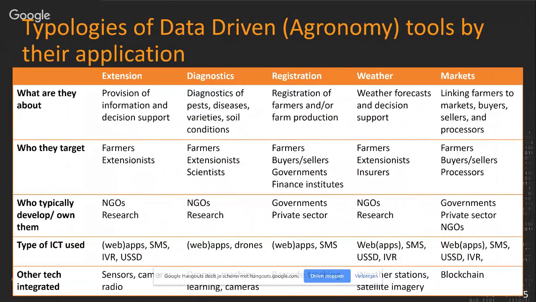So yeah, back to that. Basically five different categories. The extension category, which is largely about providing people with information, decision support, and diagnostics, all the different technologies out there for diagnostics of pests, diseases, and all kinds of soil conditions, very much driven by NGOs and research still, which are integrating it with some of the more high-tech technologies, drones, machine learning, etc.